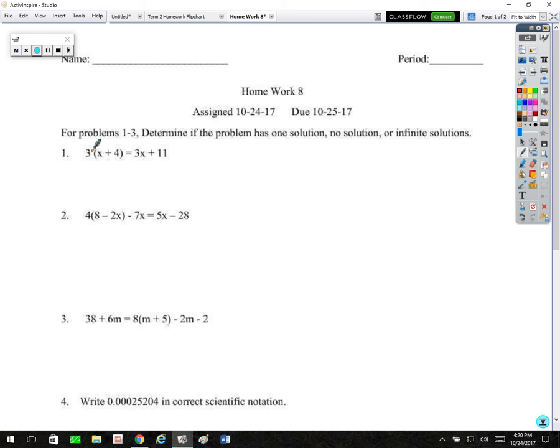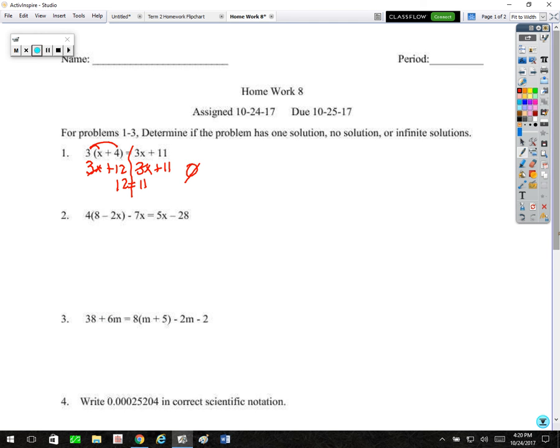If I do this first, remember step 1 says clear the parentheses with the distributive property. So I'm going to multiply everything inside by the 3 on the outside. 3 times x is 3x, 3 times 4 is 12, and then 3x plus 11. Now if you look here, I have the same variable on both sides, so those will cancel out, and you're left with 12 equals 11. That's a statement that can never be true. It's always going to be false, so my answer here is no solution.